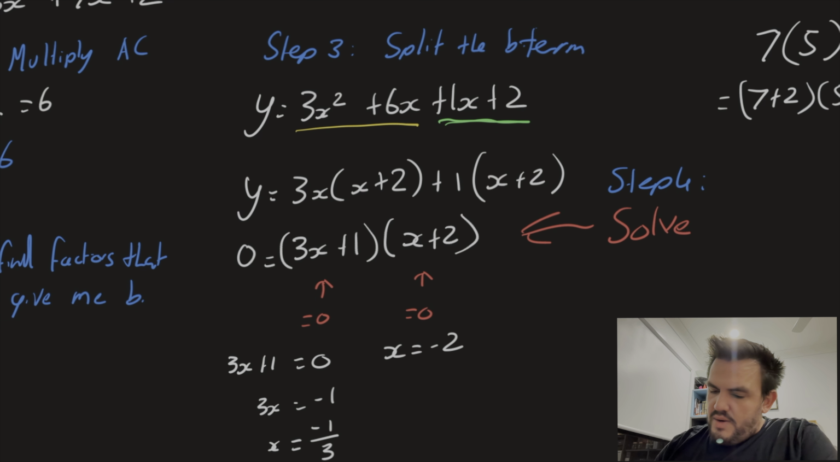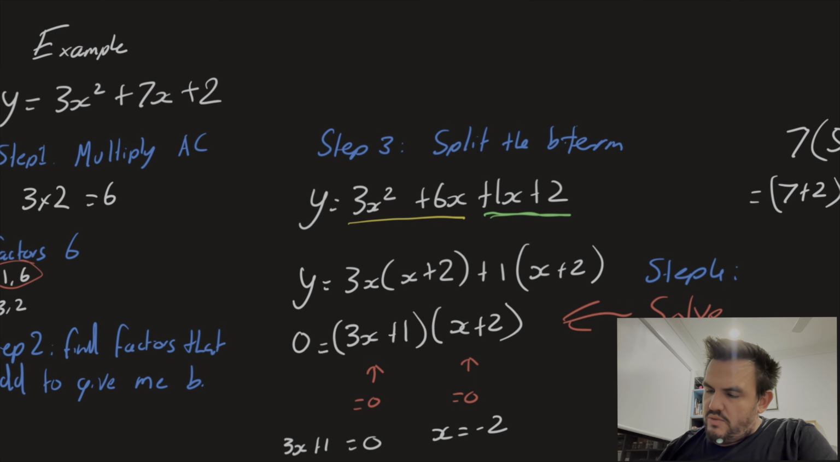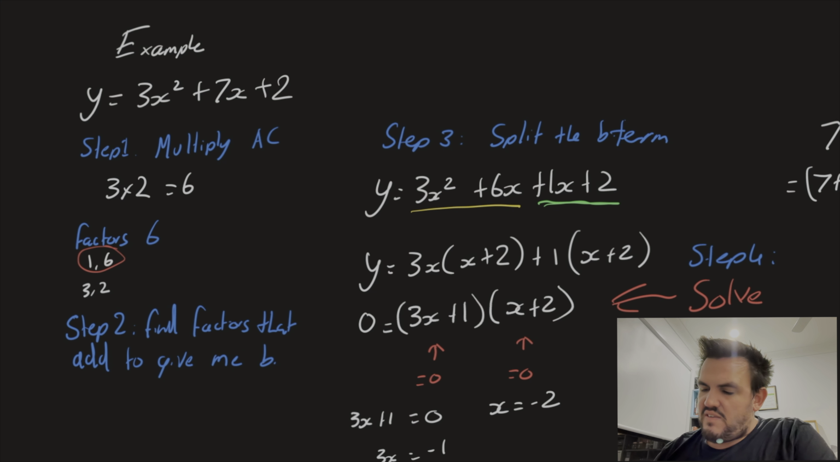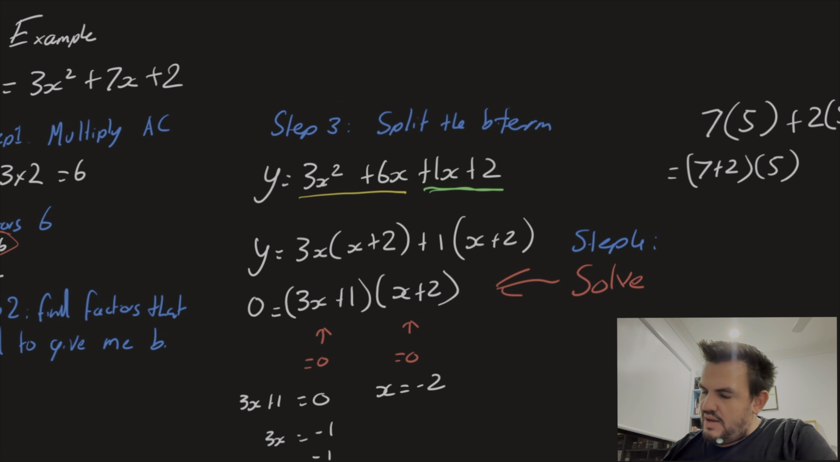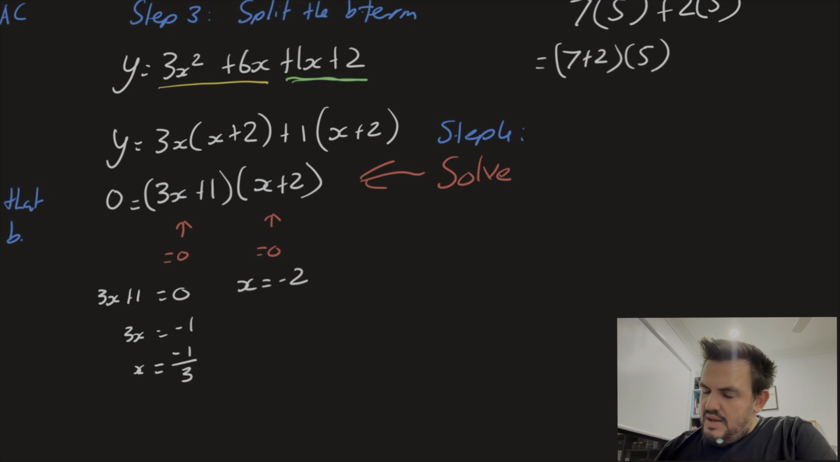So, quick little recap. We've had a little bit of a look at the steps, changed obviously from a monic to a non-monic, and we've gone through, found the factors that add to give me b. I've then split the b term up, and then gone through and factorised from there. Factorise in parts, which is this step in here, and then gone through and solved it.